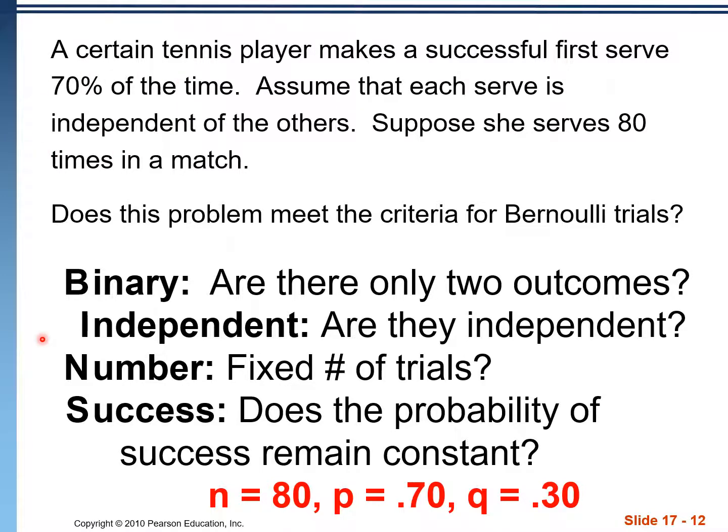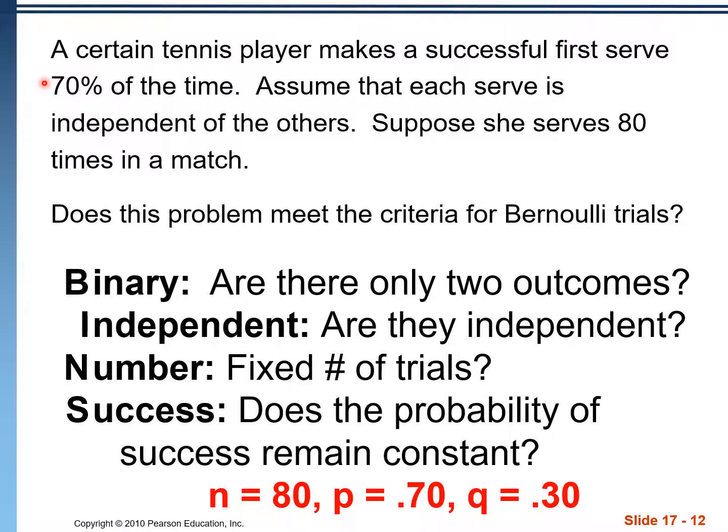Now, N is number, meaning are there a fixed number of trials? This is the criteria that was not on that original slide, because it's not really a criteria for a Bernoulli trial, it's a criteria for a binomial distribution problem. So if it does not meet this, it could still be a geometric trial. It just can't be a binomial distribution problem. In this case, there are a fixed number of trials. There's 80 times she's serving in a match.